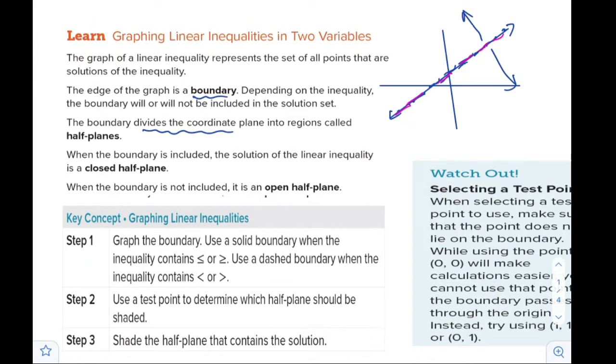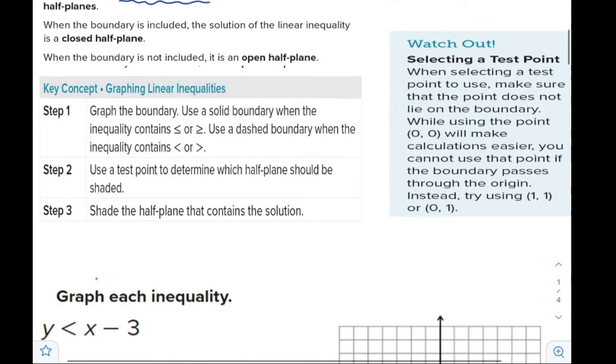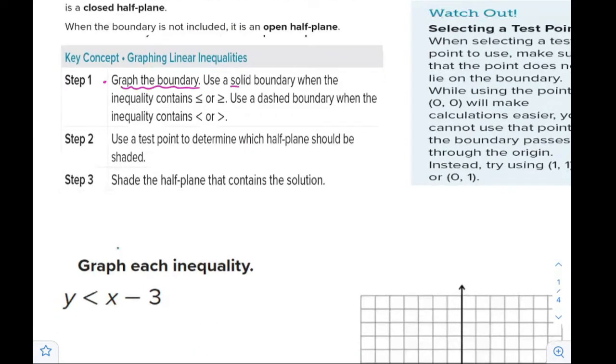So what are the steps that we are going to follow to graph linear inequalities? First, we will graph the boundary line. We will use a solid boundary when the inequality has an equal sign, and we will use a dashed boundary when it does not have the equal sign. Then we will use a test point to determine which region we are going to shade, above that line or below that line. After testing the point, we will shade to indicate the required region.